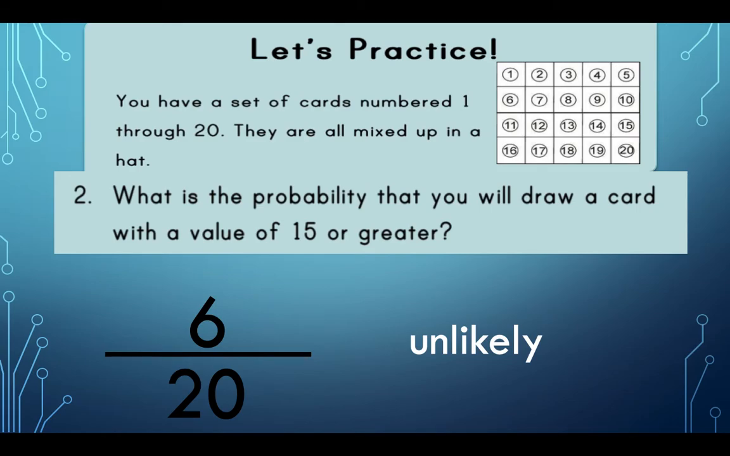All right, here you're using the same number cards, 1 through 20. So what is the probability that you will draw a card with a value of 15 or greater? So if you start at your number cards with a 15, so you count 15, 16, 17, 18, 19, and 20. You have 6 numbers that are 15 or greater, but you still have 20 cards altogether. So your probability is 6 chances out of 20, which is unlikely.